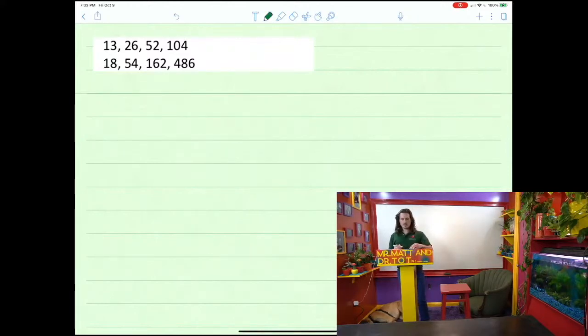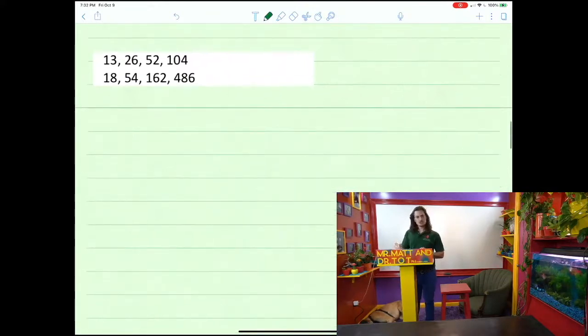Okay, so if we look here, 26 minus 13 is 13. 52 minus 26 is 26. 104 minus 52 is 52. These are not the same number. So this is not a finite sum or difference here.